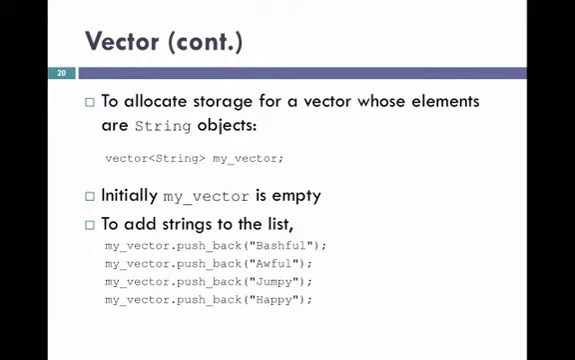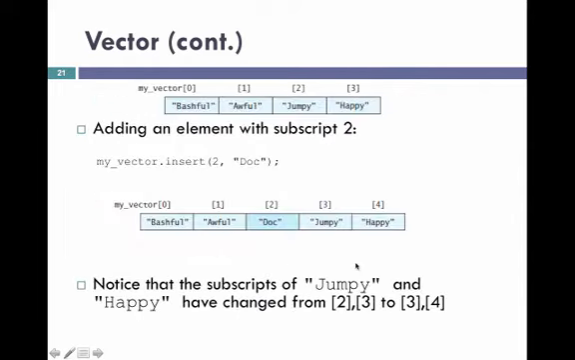Now, to allocate storage for a vector whose elements are string objects, here's a declaration in our program. Initially, my vector is empty, and these four statements add these four strings to the vector using push_back. The push_back method places the value at the end of the vector. So here's what the vector would look like after those four operations.